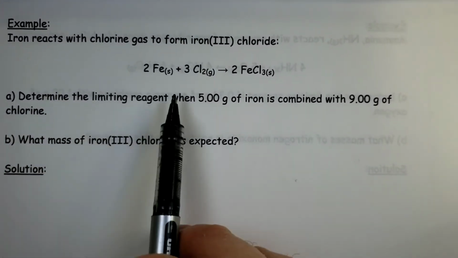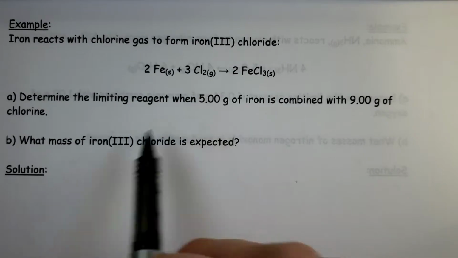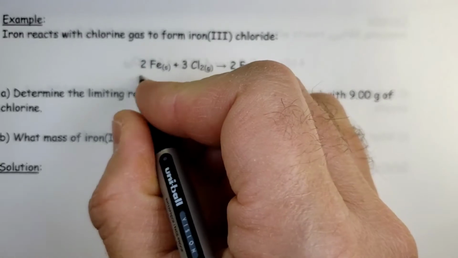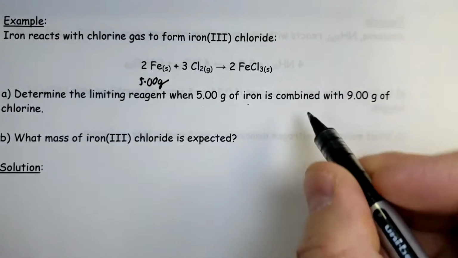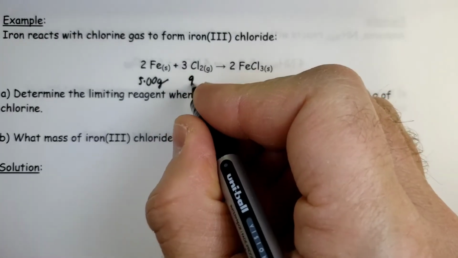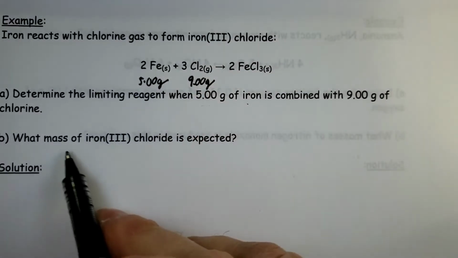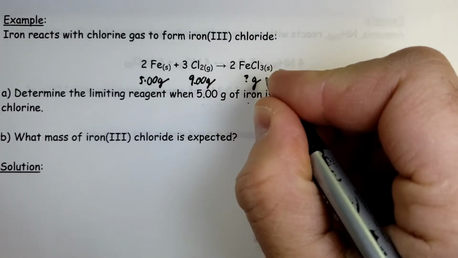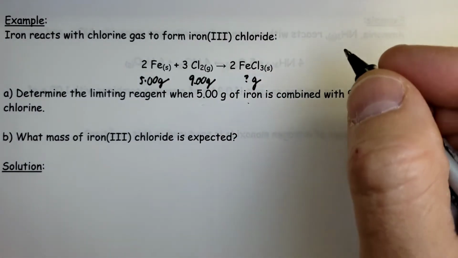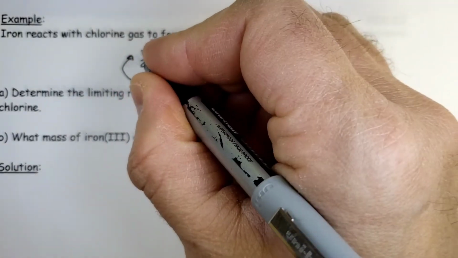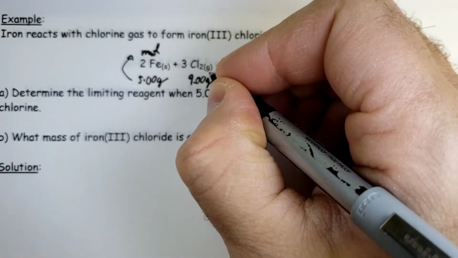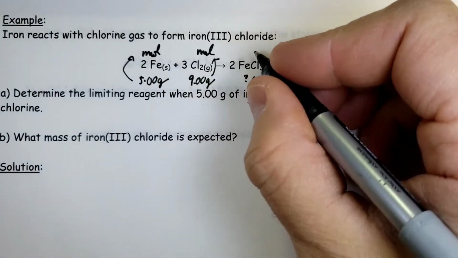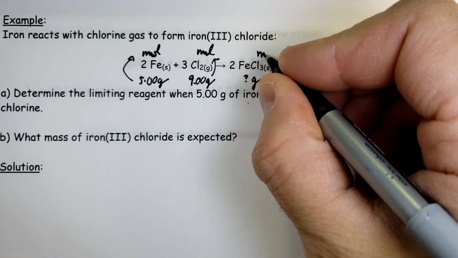So here, iron reacts with chlorine gas to form iron 3 chloride. Determine the limiting reagent when we have 5 grams of iron, so we'll write that underneath, combined with 9 grams of chlorine. And of course, once we figure that out, we'll use the limiting reagent to figure out what mass of iron 3 chloride is produced. So again, we're going to have to figure out how many moles, and we'll use whichever one is the limiting reagent to figure out how many moles of this.